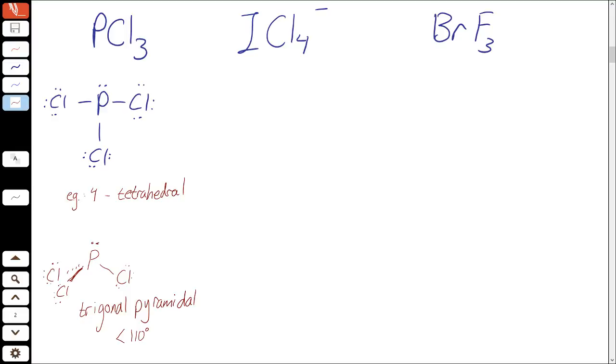ICl4-, same idea. We've got to get the right structure first. So we're going to connect our atoms like this, and it is a negative ion, so that means we've got 36 total valence electrons. We've used 8 so far. 10, 12, 14, 16, 18, 20, 22, 24, 26, 28, 30, 32, 34, 36. Is that what you got? Yeah. All right, great.